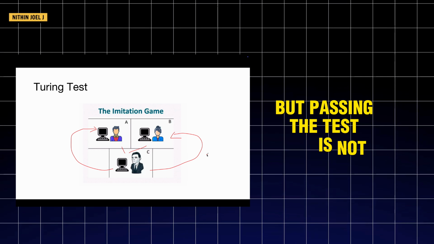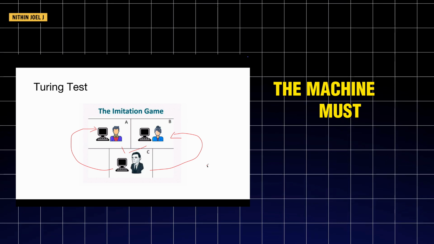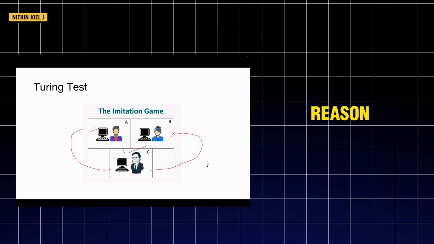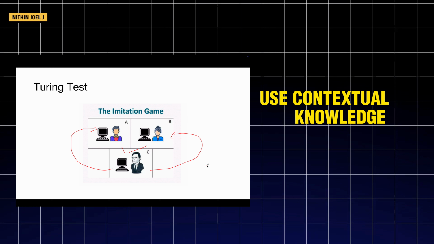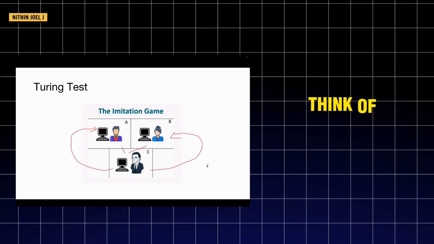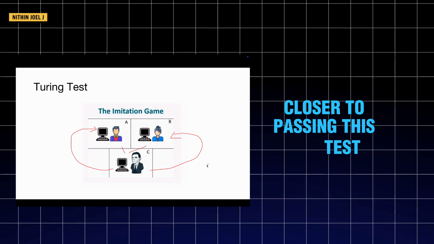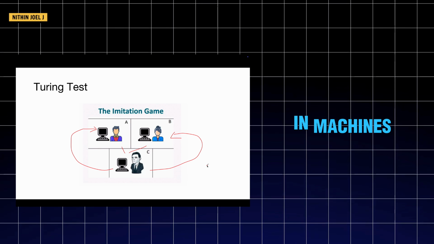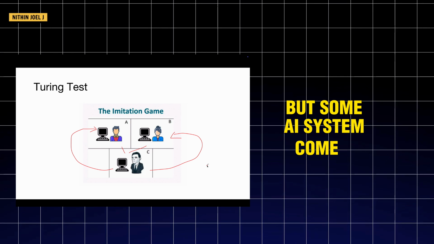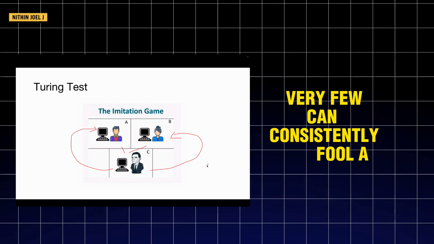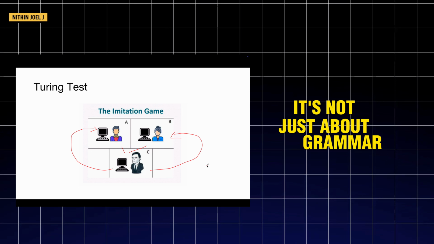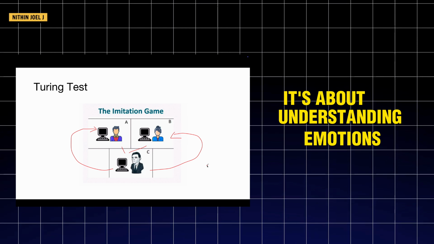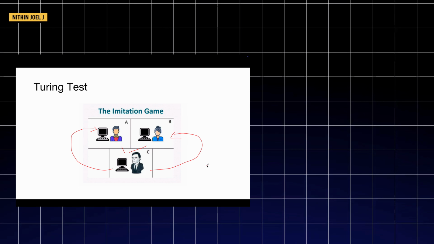But passing the test is not easy. To succeed, the machine must understand natural language, reason logically, use contextual knowledge, and respond like a person. Think of smart chatbots, AI companions, and virtual assistants. They are all trying to get closer to passing this test. Even today, the Turing test remains a symbol of intelligent behavior in machines. Some AI systems come close, but very few can consistently fool a human judge. It's not just about grammar, it's about understanding emotions, context, and intent.